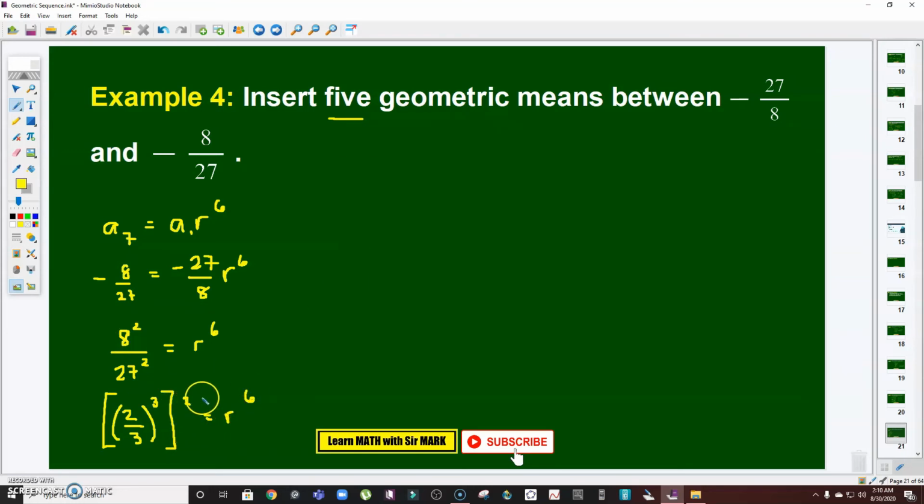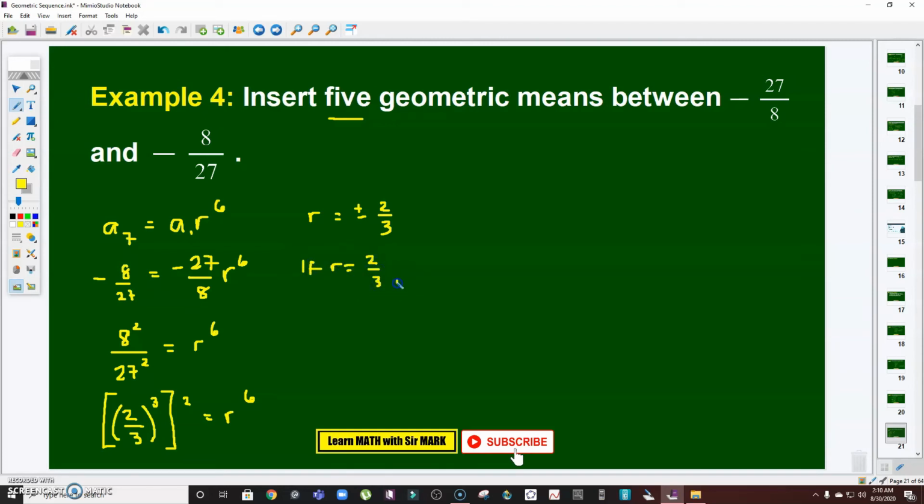See that? And take note, since 3 times 2 is 6, meaning to say the common ratio is 2/3. But take note, the index is even, so when you extract the 6th root, there are two answers. Okay, take note. So our r here will become plus or minus 2/3. Okay, now, if r is positive 2/3, so here we go.